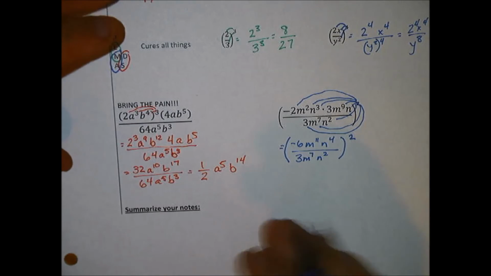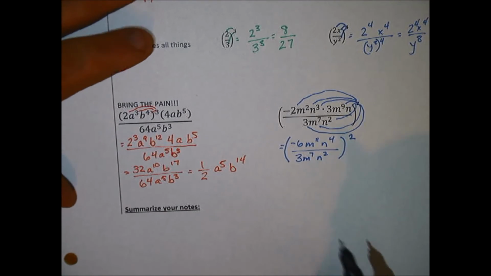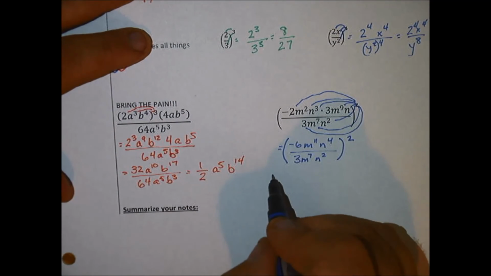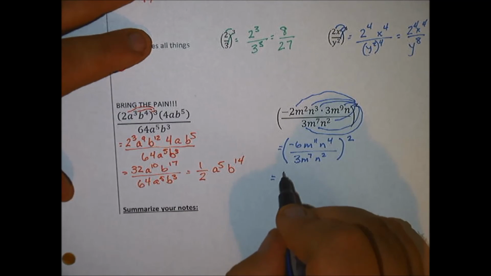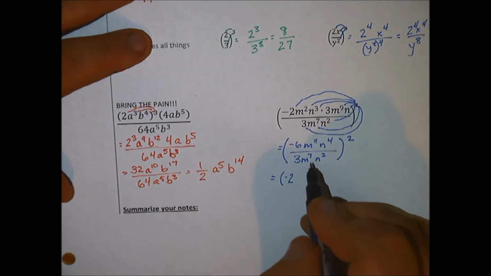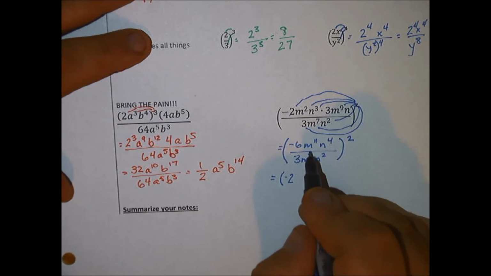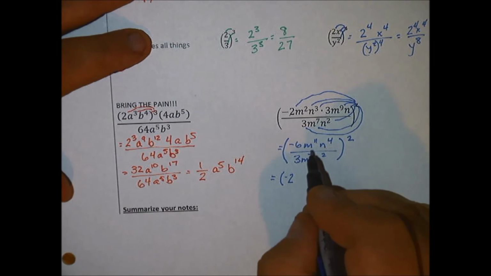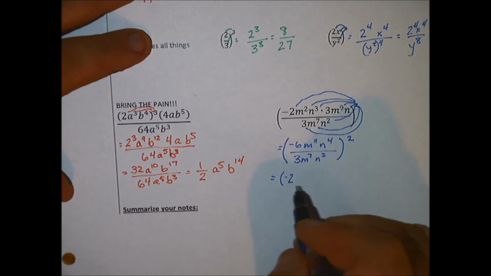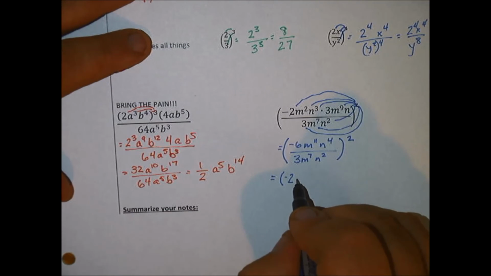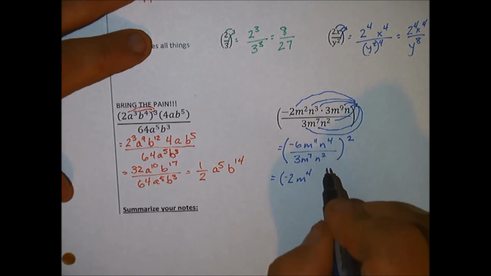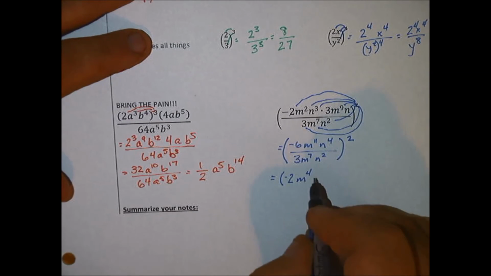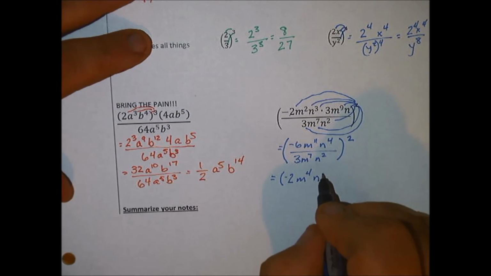Okay, I could distribute that second power now if I wanted to, but I don't. I'm on the right track here. I want to simplify that even more. Negative 6 divided by negative 3 is negative 2. M to the 11th, m to the 7th. How many are left over? Subtract those. 11 minus 7 is 4. And n to the 4th, n squared. 4 minus 2 is 2.